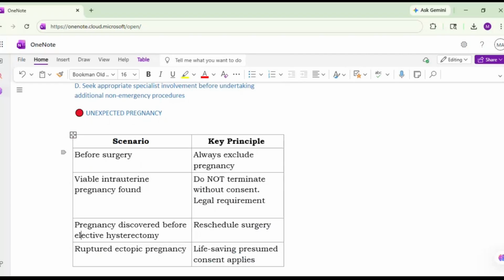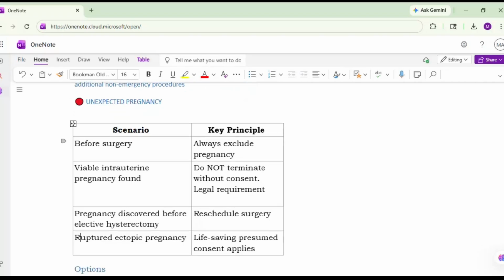So before surgery, as far as pregnancy is concerned, whether accidental pregnancy diagnosis or unexpected pregnancy, always exclude pregnancy before surgery. If a viable intrauterine pregnancy is found, do not terminate without legal consent. If pregnancy is discovered before elective hysterectomy, we will reschedule the surgery. And a ruptured ectopic pregnancy is a life-saving condition, so whatever is necessary, maybe a salpingectomy, we will do. Life-saving, presumed consent applies.